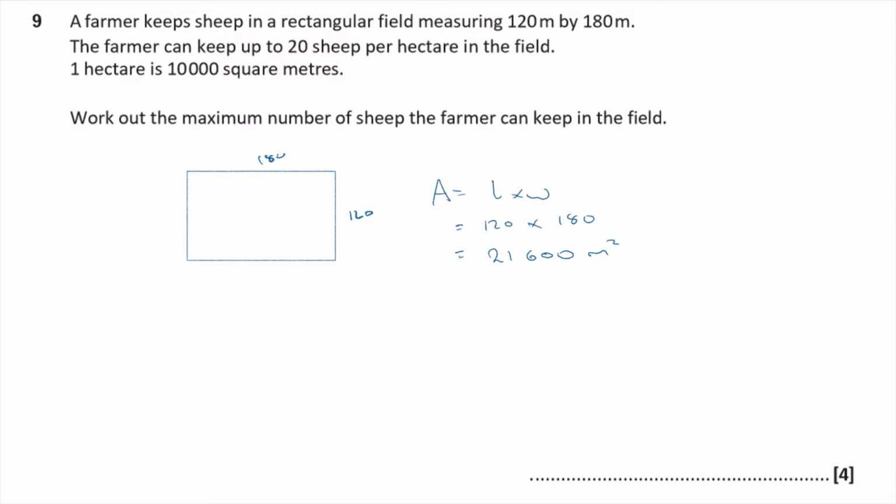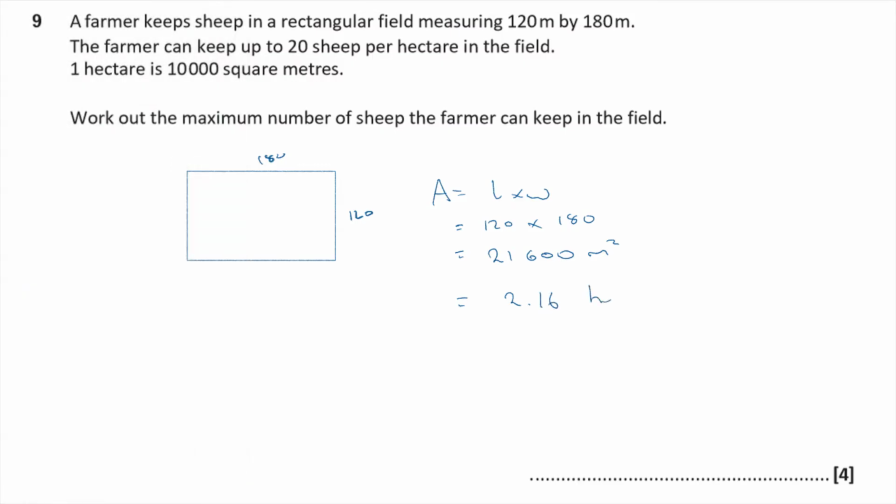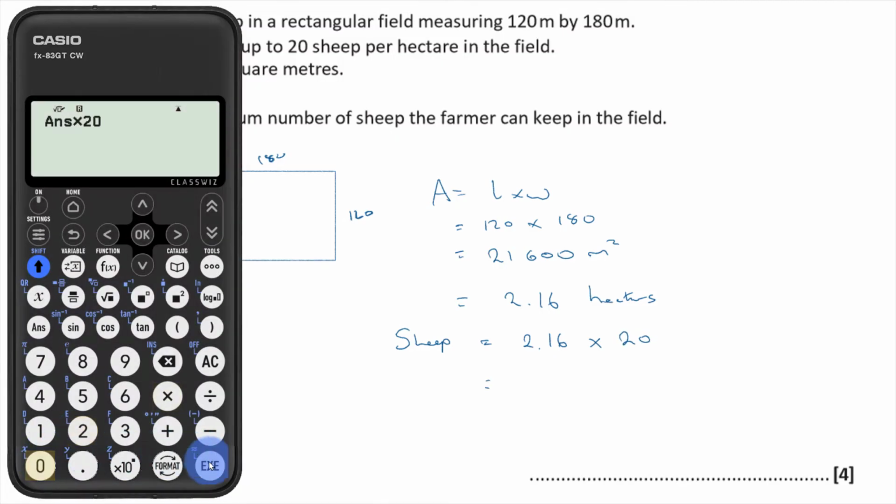So that in hectares is going to be divide by 10,000. Hectares, 10,000 square meters. That's 2.16 hectares. Now, if you can do 20 sheep per hectare, then the number of sheep is going to be the hectares, 2.16, times the number of sheep you can keep in a hectare, which is 20. So I need to times that by 20, and I'm going to get 43.2.